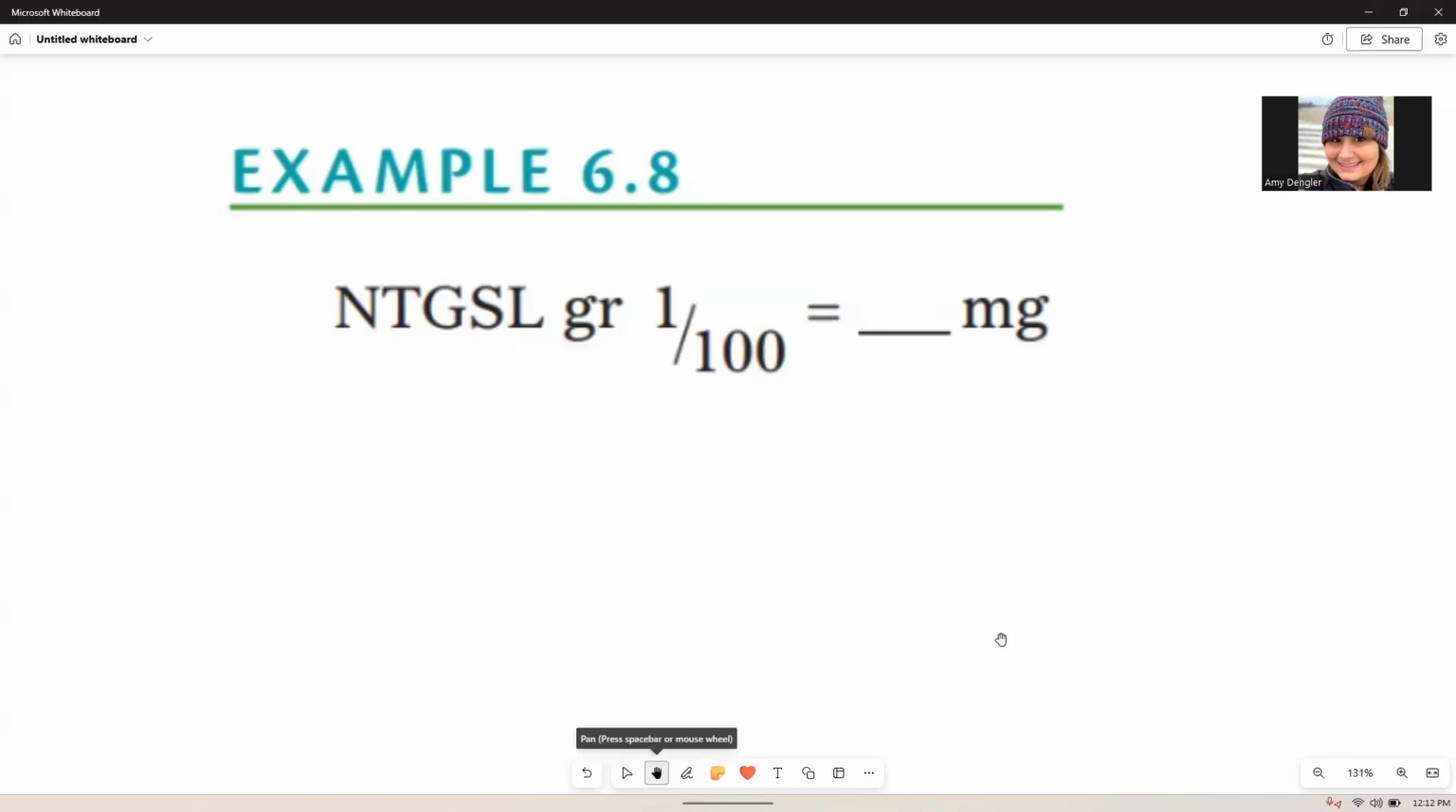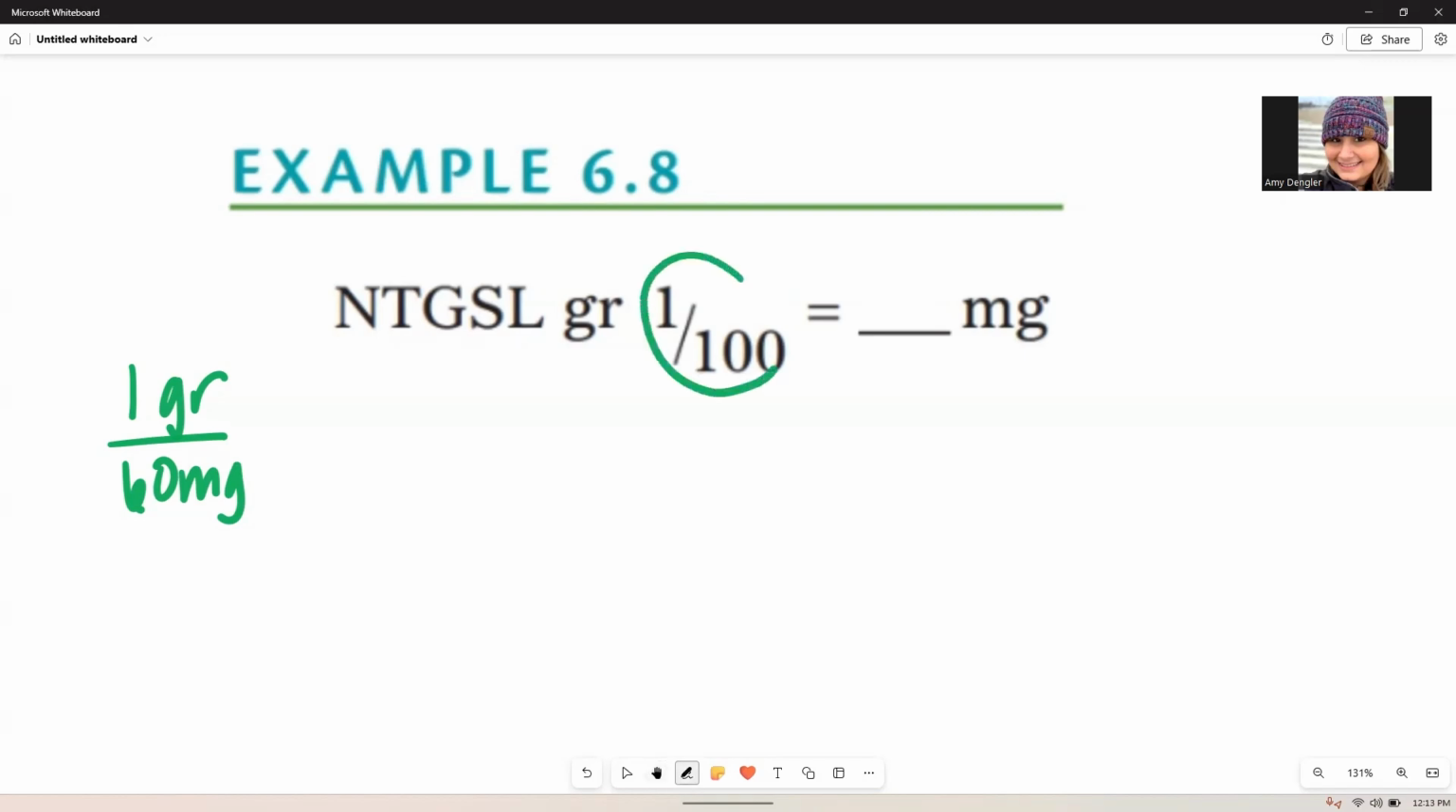Example 6.8, we have nitroglycerin sublingual 1 over 100 grain, and we need to figure out how many milligrams that is. So remember, we've already used our conversion factor of 1 grain is equal to 60 milligrams. Now, the book shows a different way of working this out. I like to work with decimals. They're a lot easier to do math with. So you'll see me converting back and forth between the two. But for this, let's turn this into a decimal, and that is going to make our problem over here a lot easier.